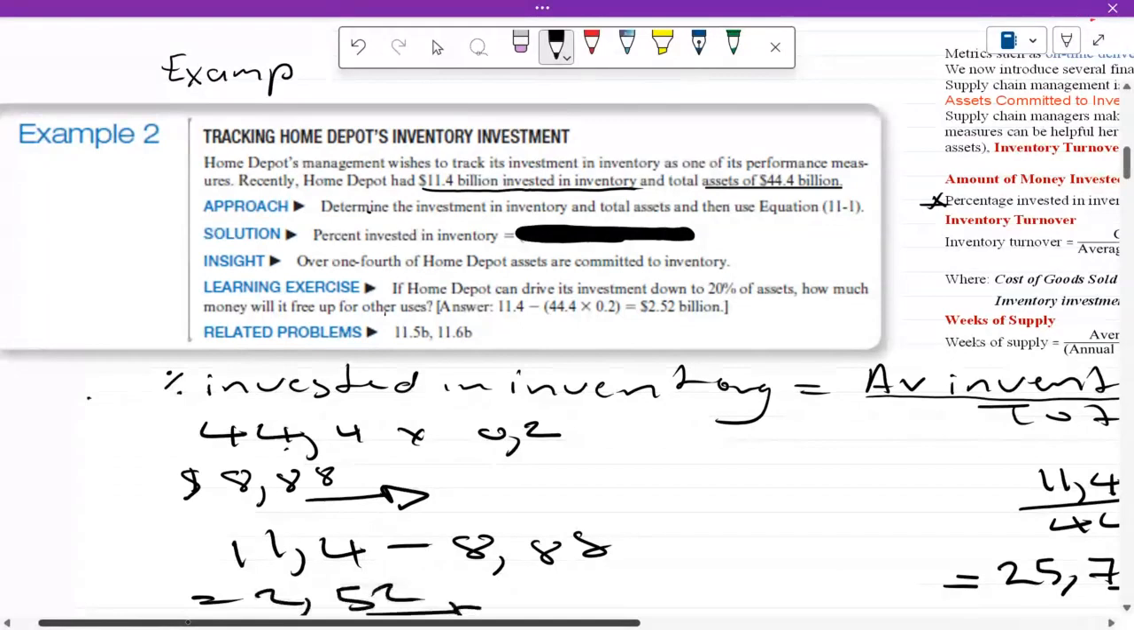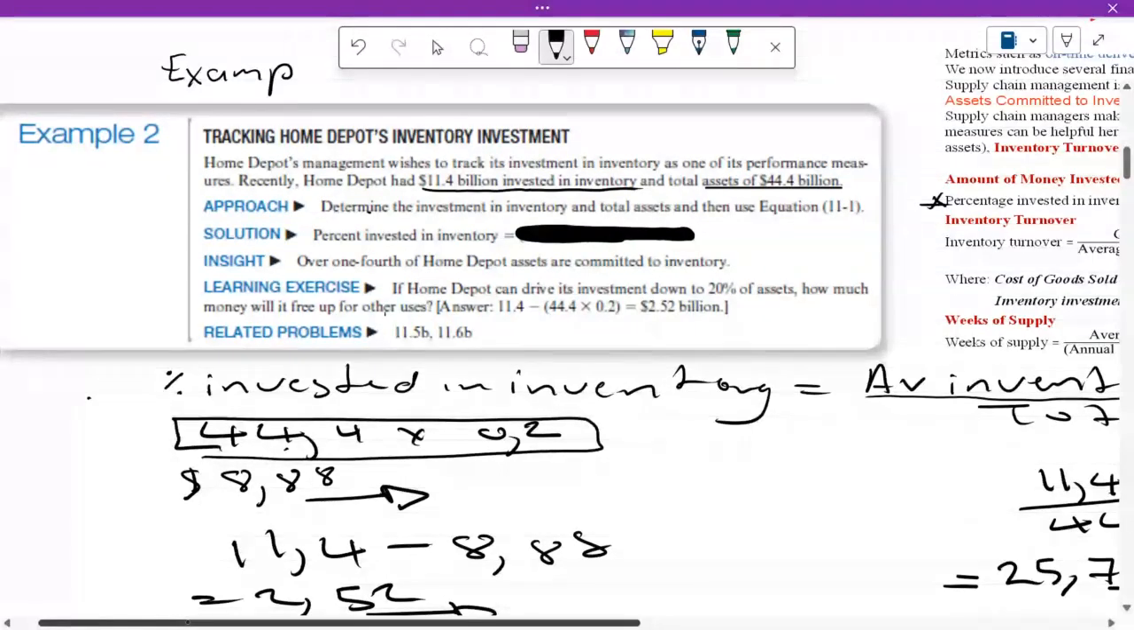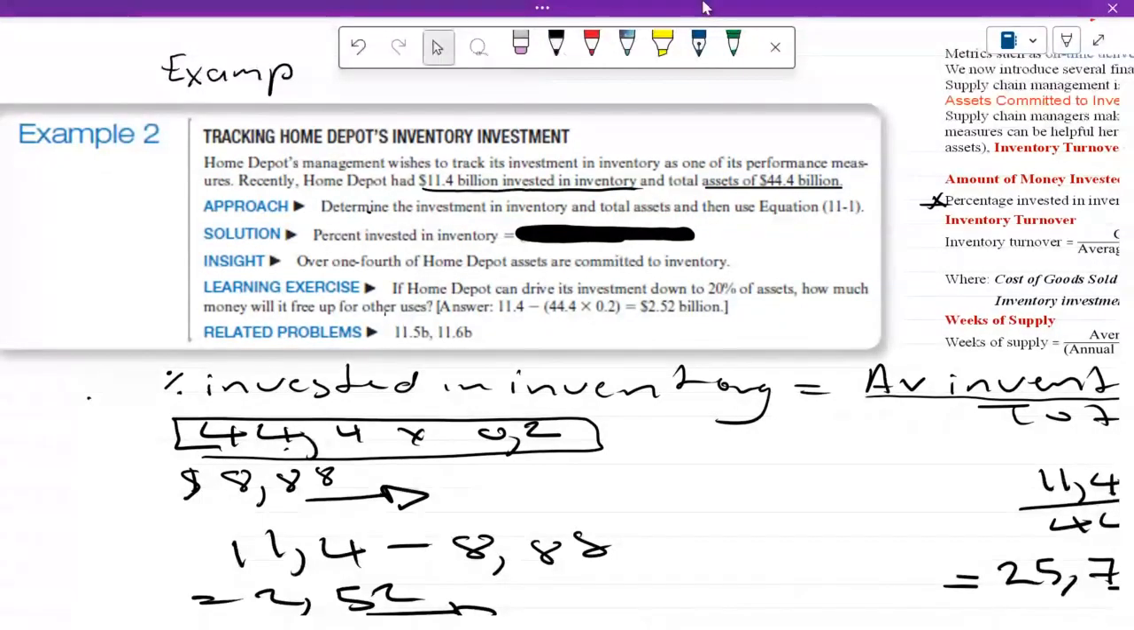So firstly, you look for the percentage of the assets. Then after that, you take that value, you minus it from the money that is invested. I think we have invested 11.4. So you minus it from the 11.4. I think I made a small mistake there. Right, let's carry on.